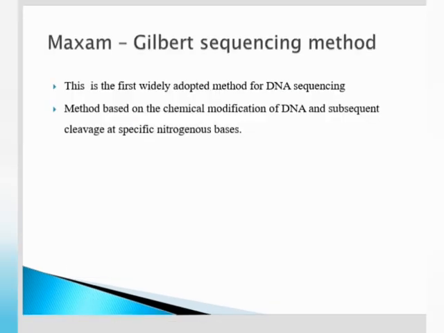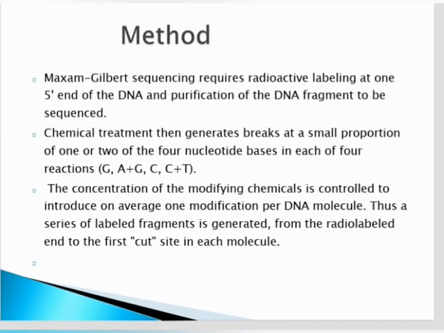Maxam-Gilbert sequencing method. This is the first widely adopted method for DNA sequencing. The Maxam-Gilbert sequencing method is based on the sequencing of nucleotides by cleavage at specific sites. Maxam-Gilbert sequencing requires radioactive labeling at one 5' end of the DNA and purification of the DNA fragment to be sequenced.